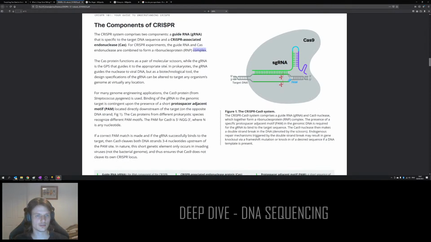Okay, that makes sense. The Cas protein functions as a pair of molecular scissors, while the gRNA is the GPS that guides it to the appropriate site. In prokaryotes, the gRNA guides the nuclease to the viral DNA, but as a biotechnological tool, the design specifications of the gRNA can be altered to target any organism's genome at virtually any location.